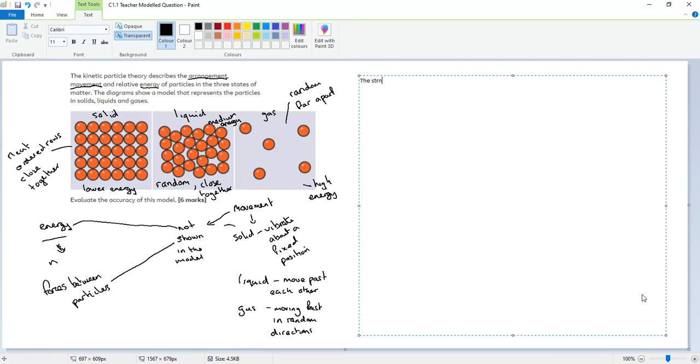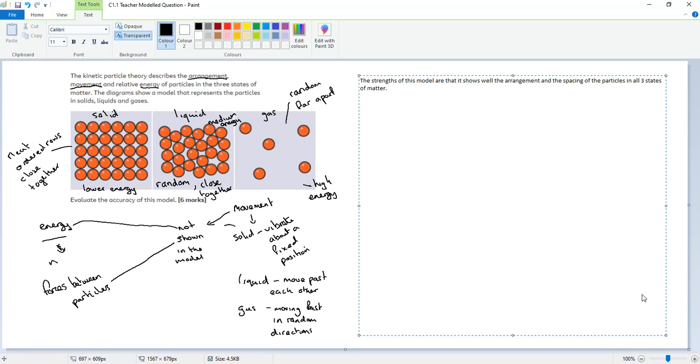So sorry, I can't type. I'm making typos. So the strengths of this model are that it shows well the arrangement. I'm showing off my poor typing skills here. So it shows well the arrangement and the spacing of the particles in all 3 states of matter.